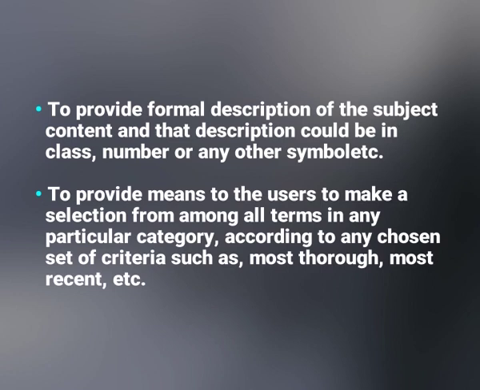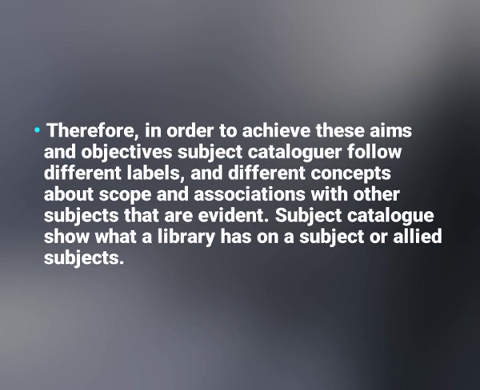To provide means to the users to make a selection from among all terms in any particular category according to any chosen set of criteria such as most thorough, most recent, etc. So, that is another aspect. Therefore, in order to achieve these aims and objectives, subject catalogers follow different labels and different concepts about the scope and association with other subjects that are evident.